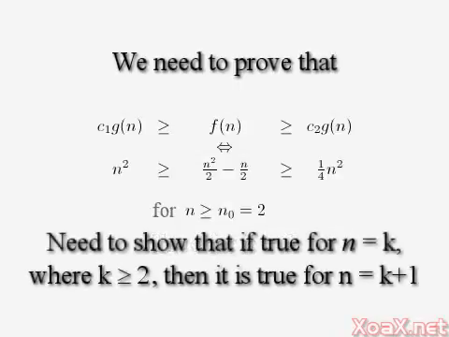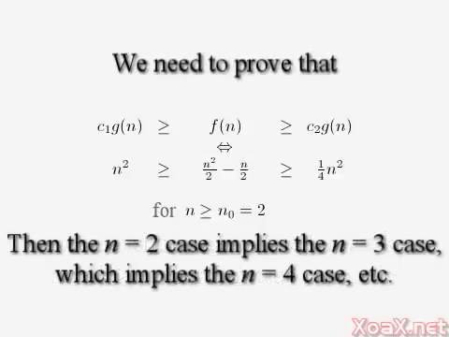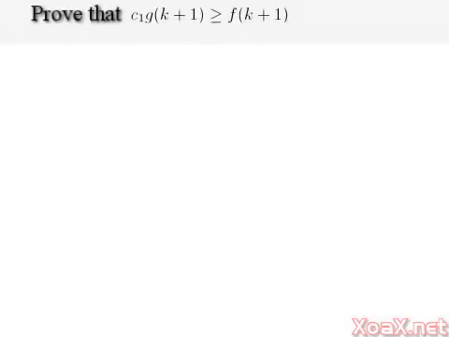Then we want to show that if the inequalities hold for the case n equals k, where k is greater than or equal to 2, then they hold for the k plus 1 case as well. This will allow us to say that the 2 case implies the 3 case, which in turn implies the 4 case, and so on. We begin with the first inequality.